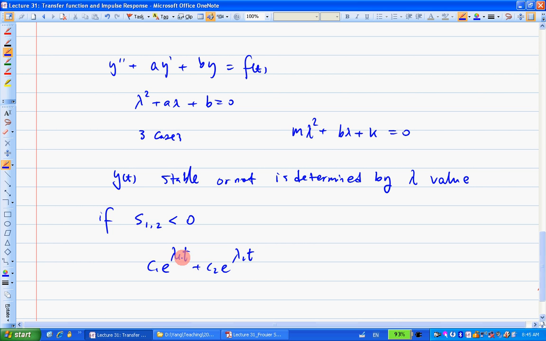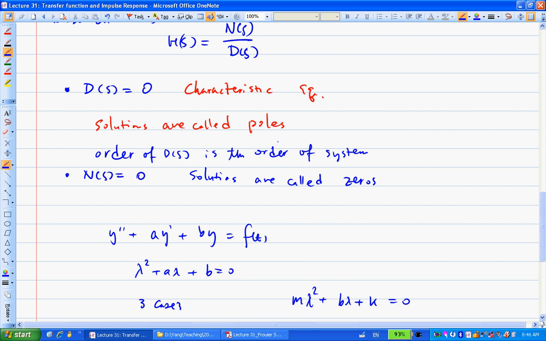So if lambda 1, lambda 2, or s1, s2 here, both are less than 0, those two exponential terms, as t goes to infinity, will decay to 0, right? So that's basically what we call a stable situation. However, if these two are greater than 0, then you're going to have an unstable situation, right? So basically what this tells us is that s1 and s2, which are called the poles of the system, the location of the poles determines the stability of the system. That's basically the idea here.